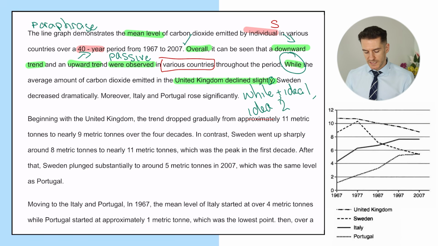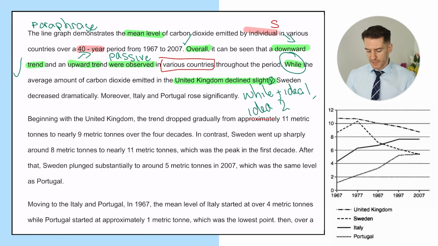Let's keep reading. Sweden decreased dramatically. I'm not sure why they're focusing on UK and Sweden. Not sure there. And then he says, moreover, Italy and Portugal rose significantly. So a really nice overview. It's quite detailed. However, it could be better. So for example, they haven't talked about the highest figures and the lowest figures in this chart, but that's okay. Not the end of the world. There's still an overview there.